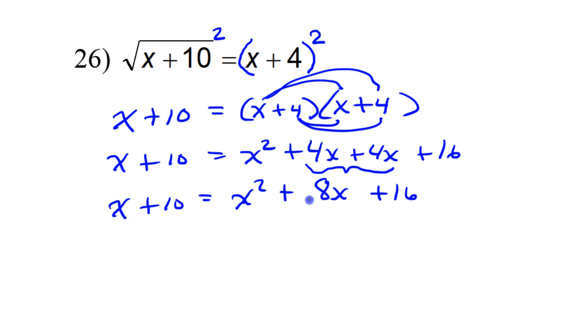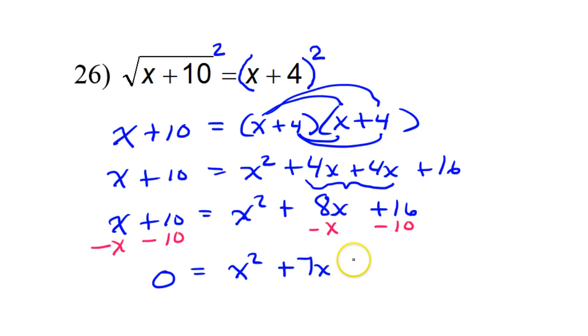Now I see that I have x squared and x, so I need to get 0 on one side. Rather than moving all this, I'm just going to move these two. So I am going to subtract x from both sides, that goes here with the 8x, and I'm going to subtract 10 from both sides. That's going to go right here. So now I have 0 on one side. So I've got x squared plus 7x plus 6.